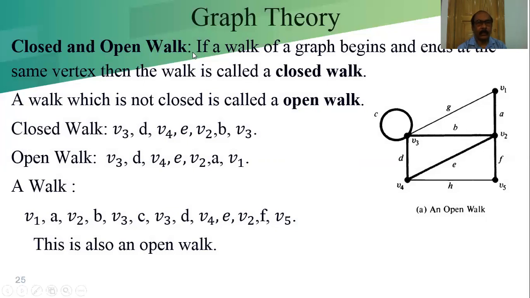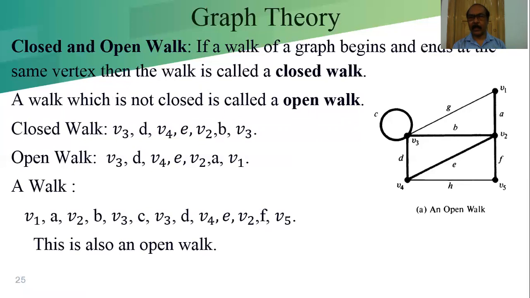Closed and open work. We already discussed that the start vertex and end vertex of a work may be the same, and we are counting that time it is the 1. That means when the start vertex and end vertex are the same, we can say it is a closed work. Or when the two end vertices of a work are different, then we can say it is an open work.